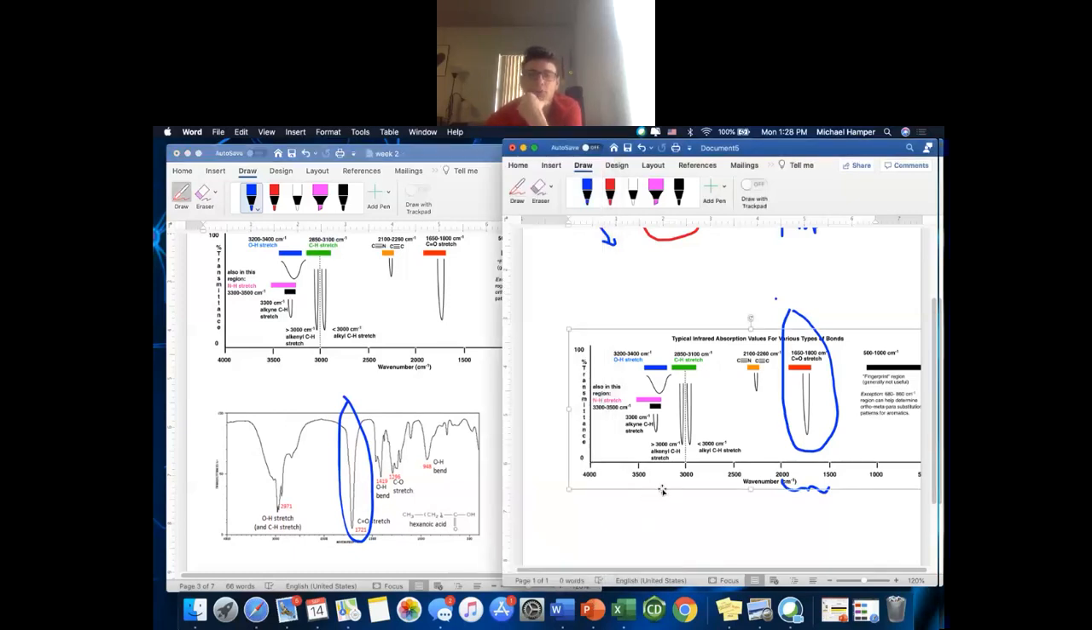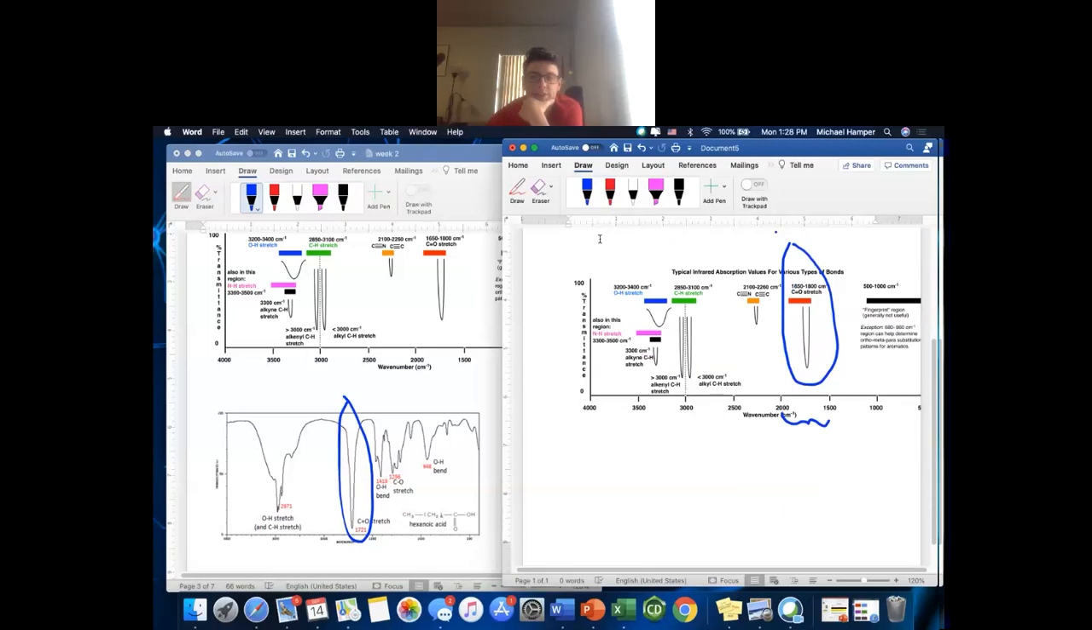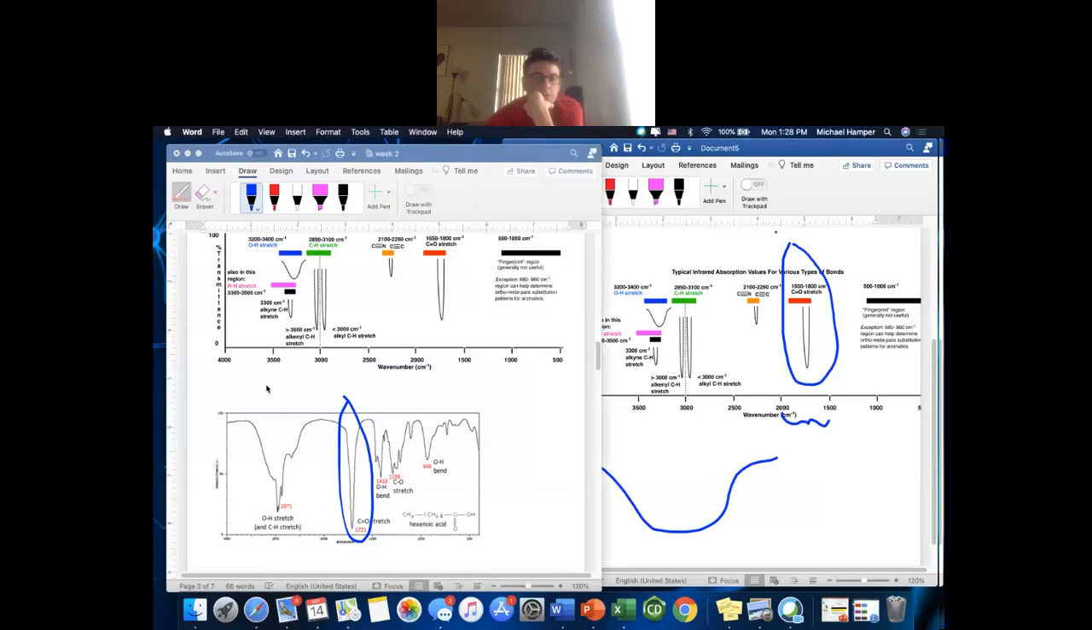Moving along, the one that I'd be upset if somebody got wrong is an OH. Your OH stretch is always going to be higher than 3,000 wavenumbers, and it's going to be wide and broad. This is what you see here. Again, here's this carboxylic acid that's present. A portion of the carboxylic acid is the alcohol, in which you see this big, broad peak, which is indicative of your alcohol. All right.